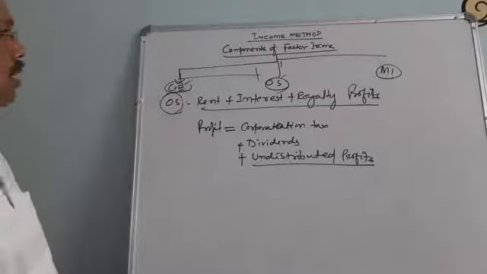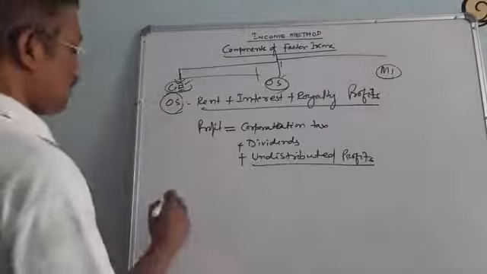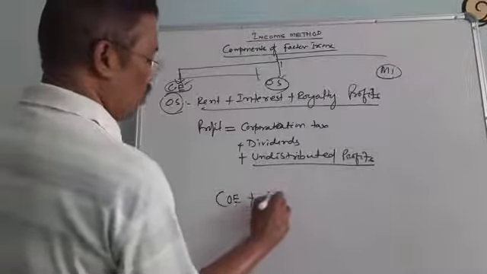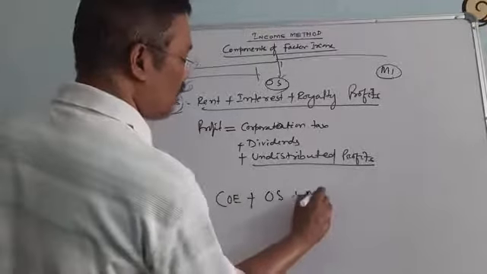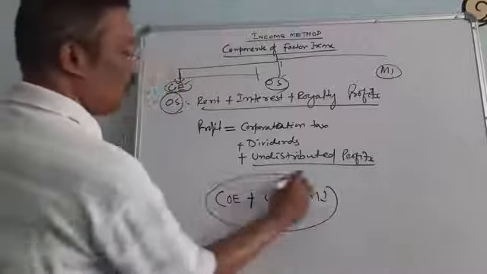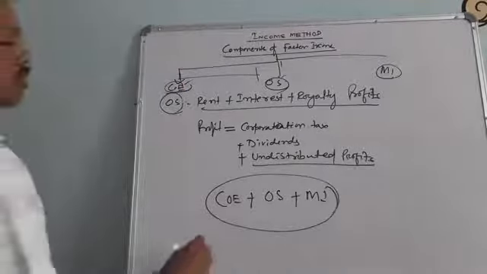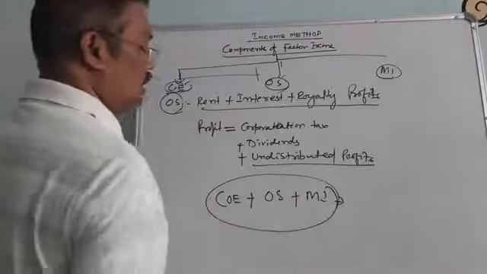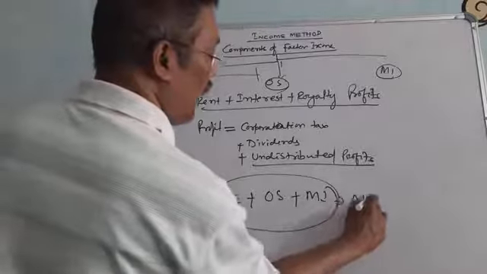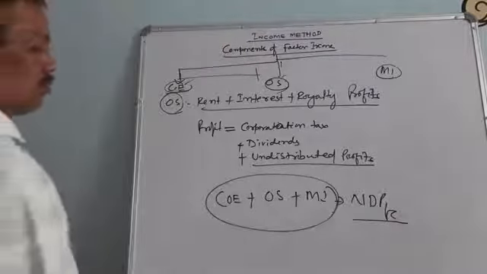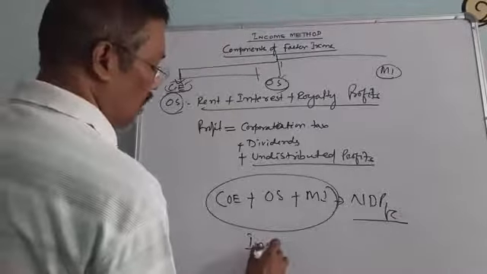So whenever we add compensation of employees plus operating surplus plus mixed income, then this is called NDP at factor cost by income method.